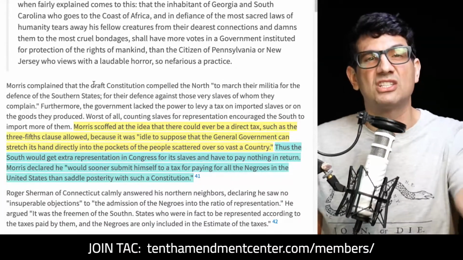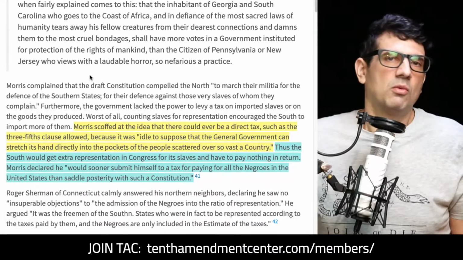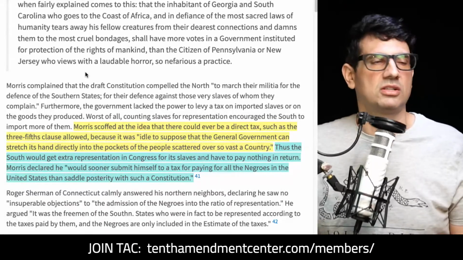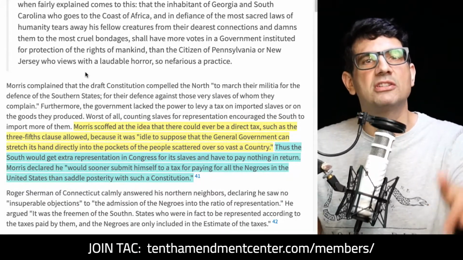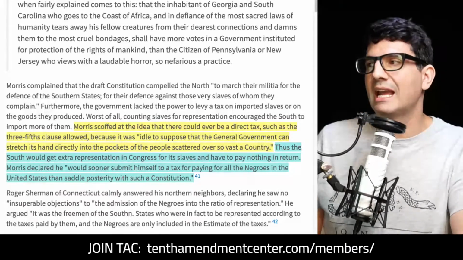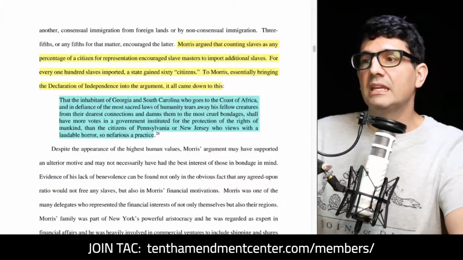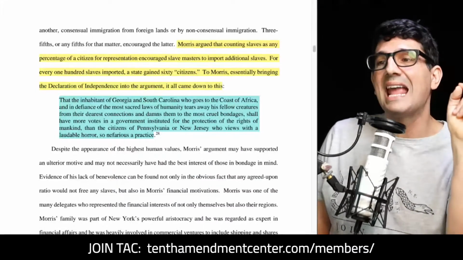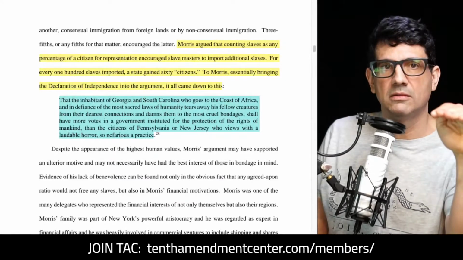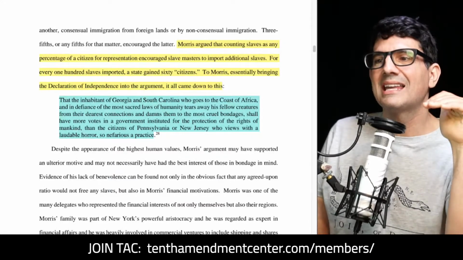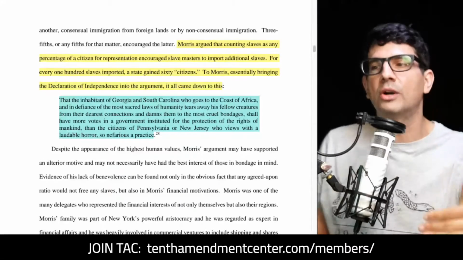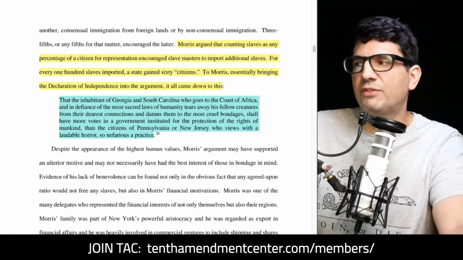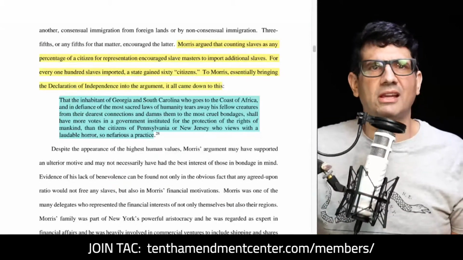He knew that many of the Southern people were saying, well, we're not going to ratify if we don't get at least 3/5. And so he was saying, well, I would rather pay for it myself than allow this to be enshrined in the Constitution for the United States that we're debating right now. Morris also argued, and this is going back to Michael's paper from Georgetown, that counting slaves as any percentage of a citizen, even 1/10, it doesn't matter, counting them for representation actually encouraged slave masters to import additional slaves. I'm not sure if individuals were thinking that, like, I'm going to get an extra count for the representation.